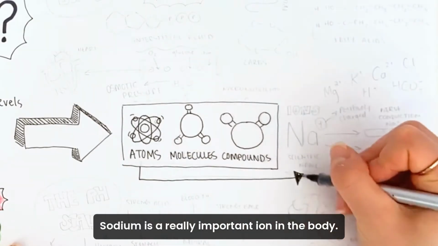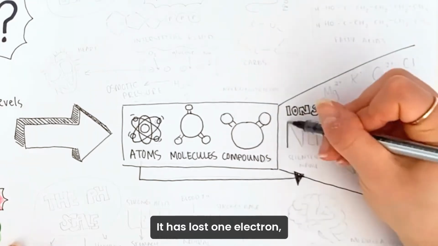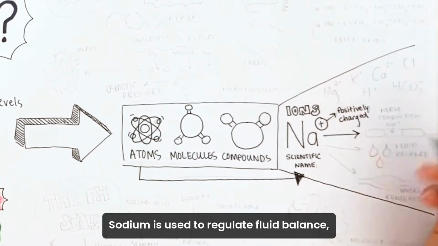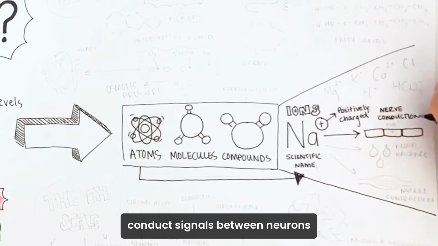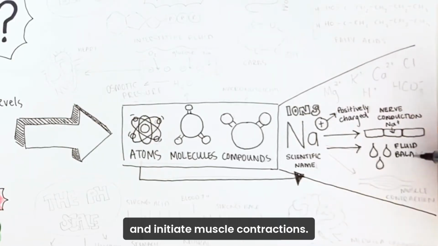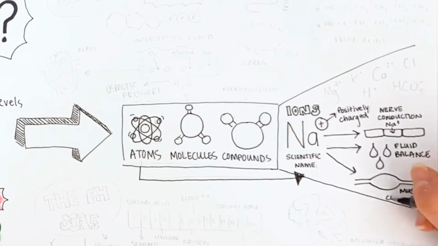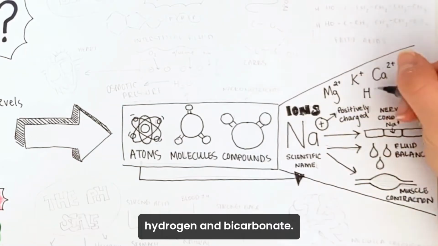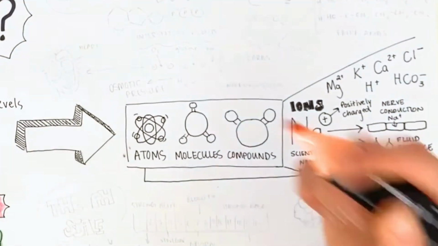Sodium is a really important ion in the body. It has lost one electron, leaving it with a positive charge of 1. Sodium is used to regulate fluid balance, conduct signals between neurons, and initiate muscle contractions. Other ions include magnesium, potassium, calcium, hydrogen, and bicarbonate.